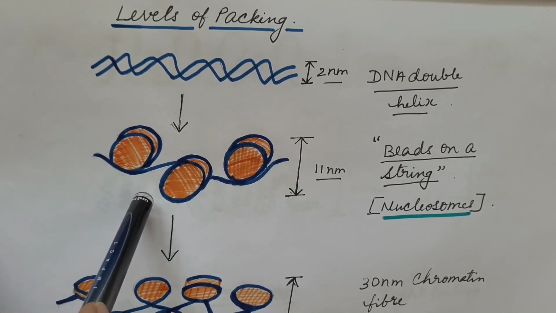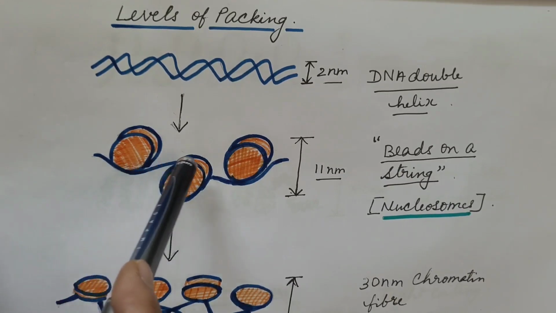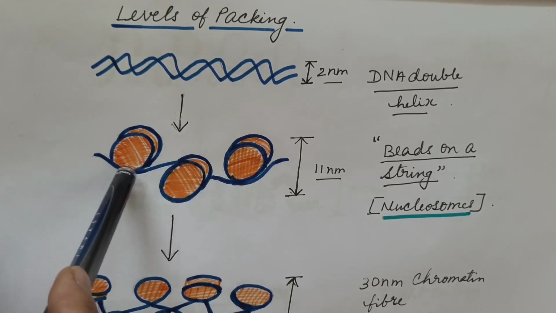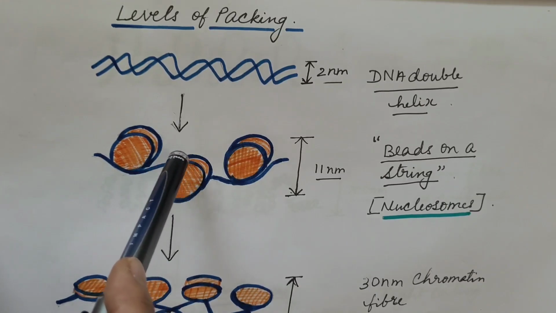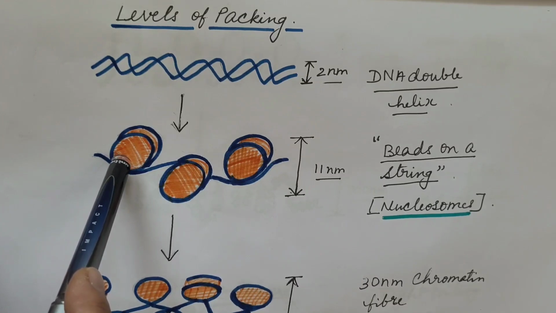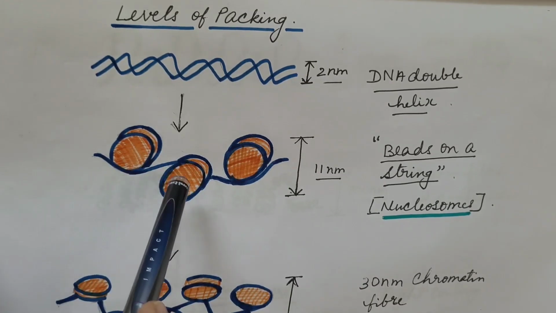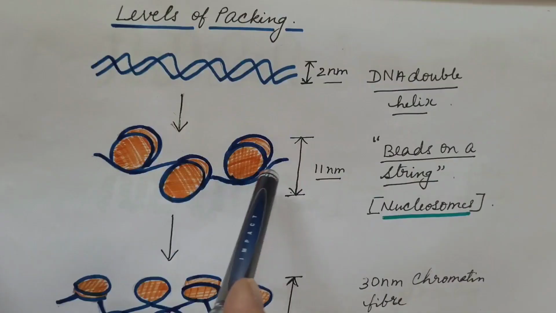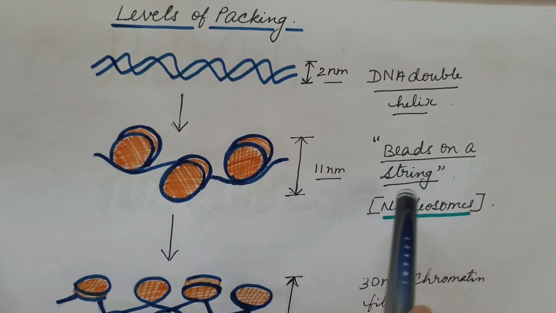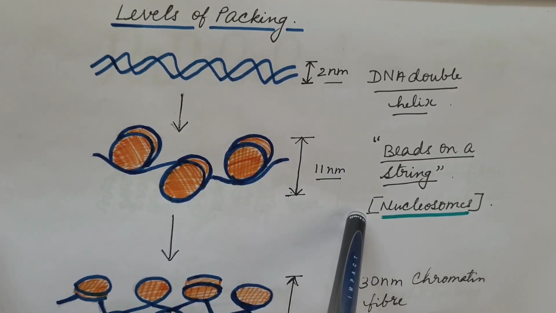H1 histone protein binds to the linker DNA. DNA that is present between the two nucleosomes is known as linker DNA. To this, H1 histone binds, and then nucleosomes along with H1 histone is known as chromatosome. So this type of chromatin appears as beads on a string. It has a width of 11 nanometer.